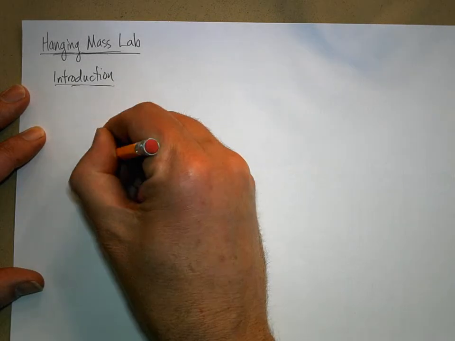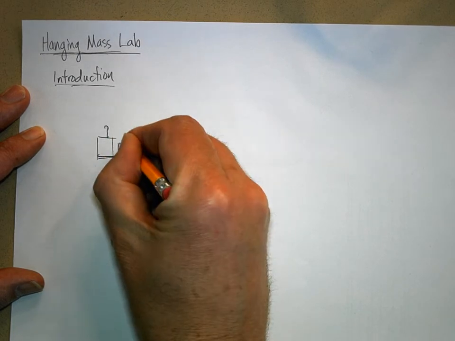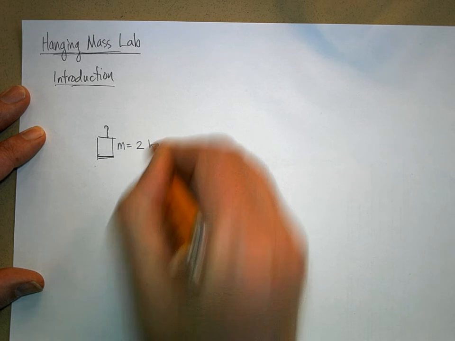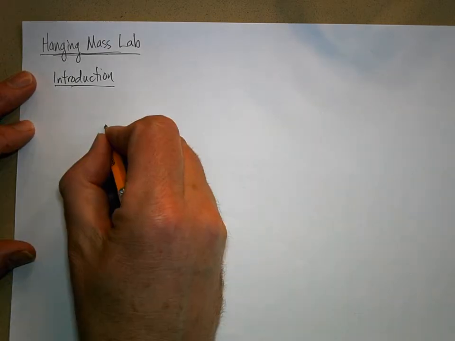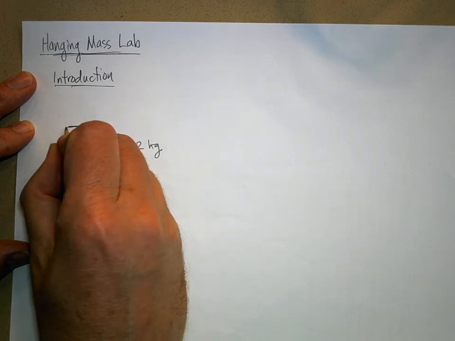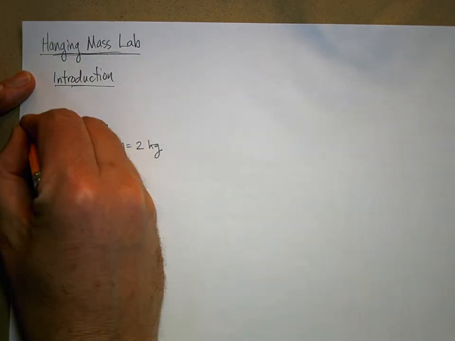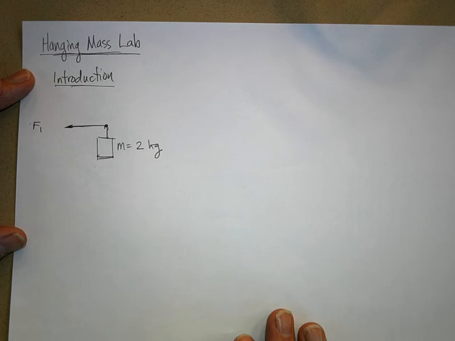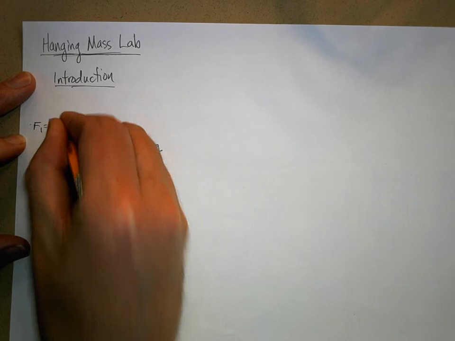Suppose I've got a big chunk of mass like this, and it's on a hook. And this chunk of mass is 2 kilograms. And what I'm going to do is tie a string to this, and I'm going to pull to the left with a force. I'm going to call this F1. And I'm going to say F1 is equal to 30 newtons.